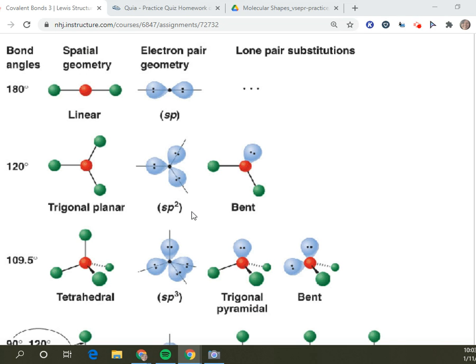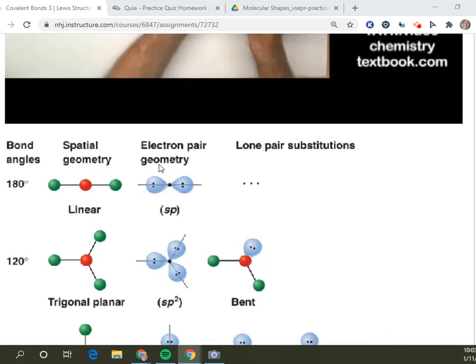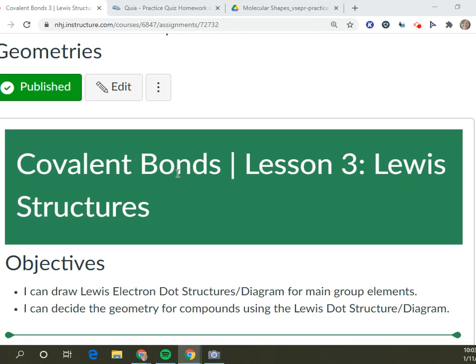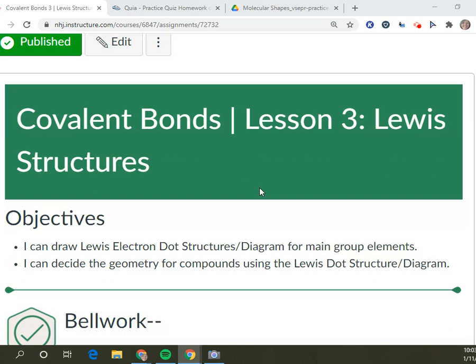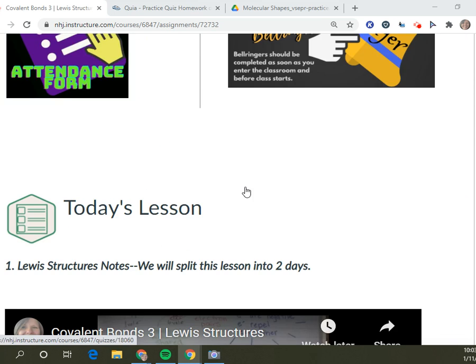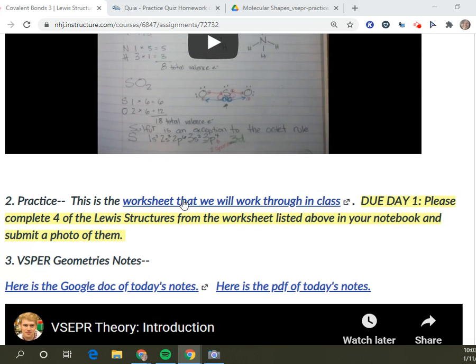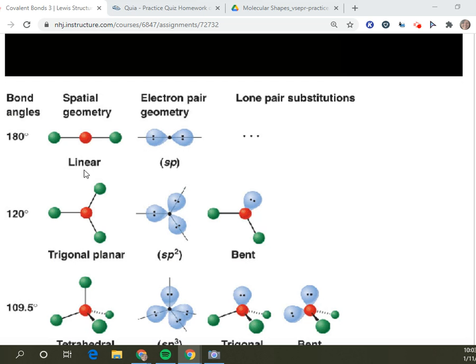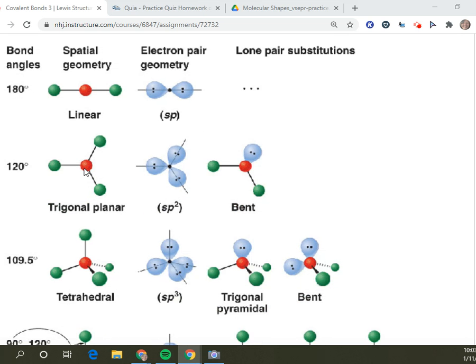Okay, so today we are going to talk about geometries. So these different shapes of molecules and covalent pairs. We're going to take notes from the picture. This picture is within the lesson Covalent Bonds Lesson 3, Lewis Structures, and this is day 2. So you should have already done Lewis Structures, practice Lewis Structures, and then we are going to talk about these geometries. So today's notes are kind of from the picture that you have here.